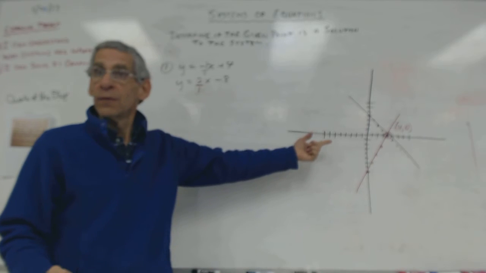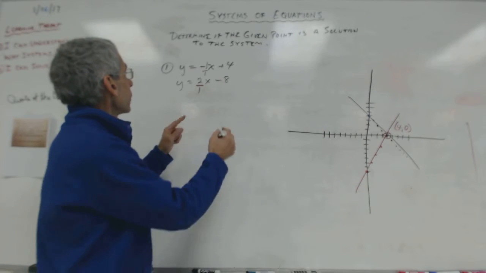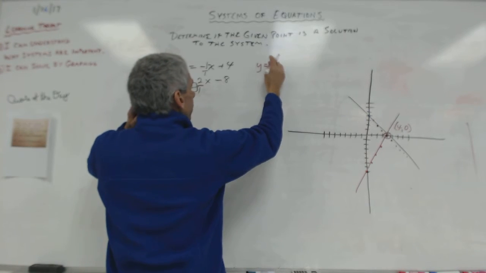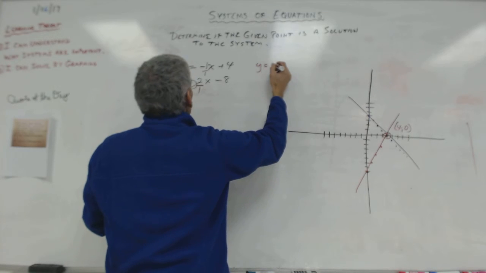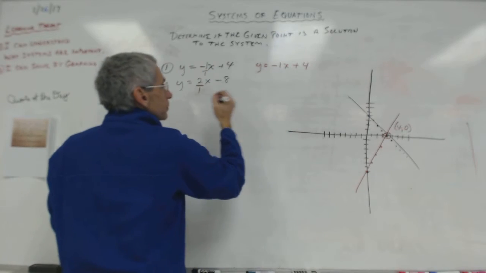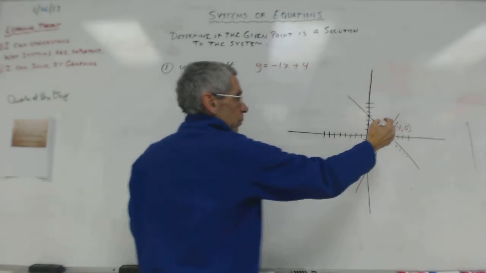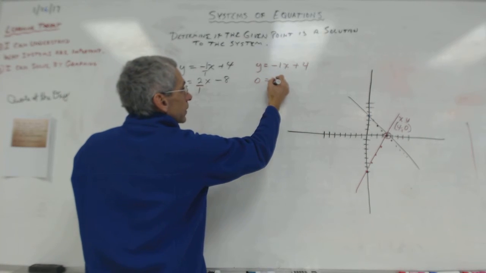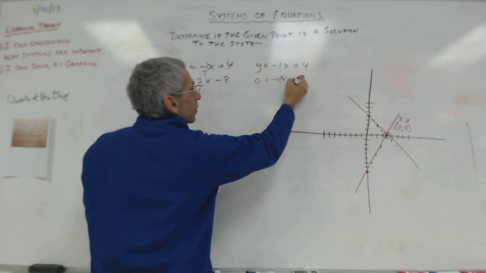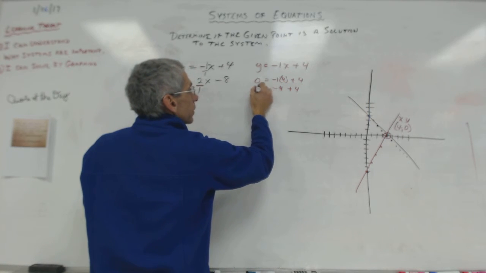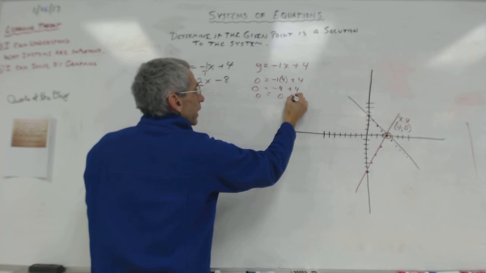Now I have to see if that is really true. So I'm going to quickly do this. Sorry, rewrite it. Y equals -1x plus 4. All right. So my x is 4. My y is 0. 0 is equal to -1 times 4 plus 4. So -4 plus 4 is 0, right? So 0 equals 0. That checks.